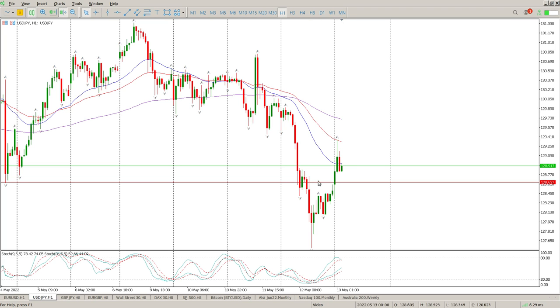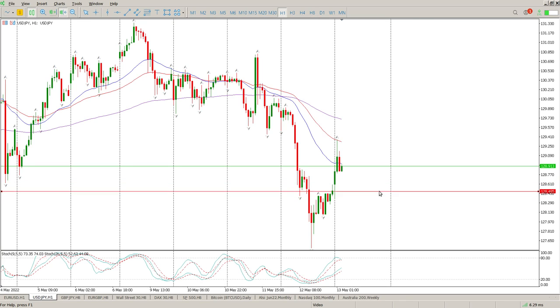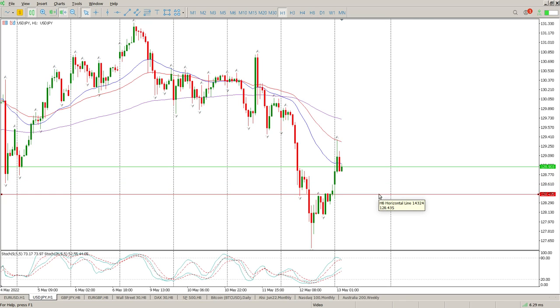We do have a bit of a gap, so I would want to see a pullback. I'd want to see some level being tested, and right now that would be there. So pullback onto 128,435, hold that level, then potentially a continuation of the upside. But of the two pairs that I look at, I think Euro USD would offer a much better bet once it finds some resistance.